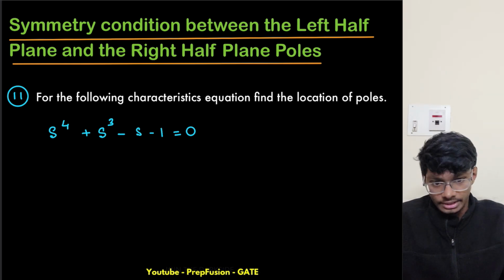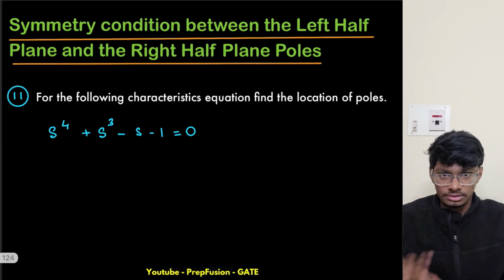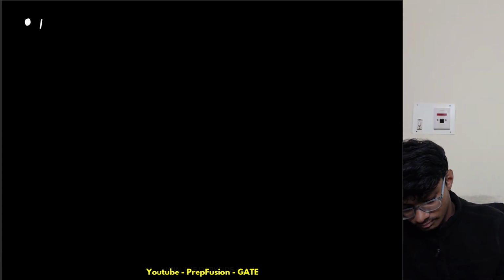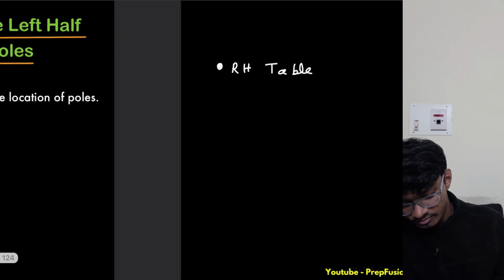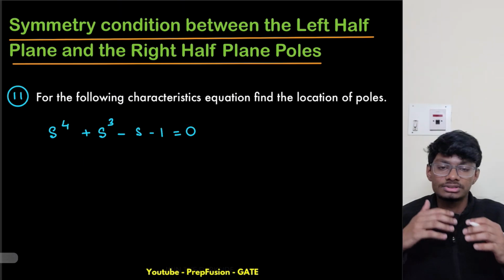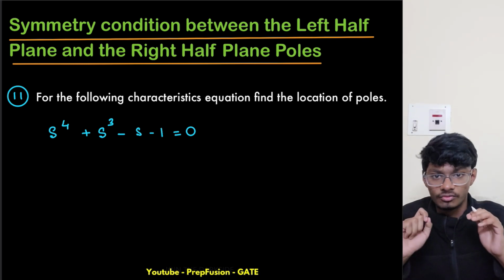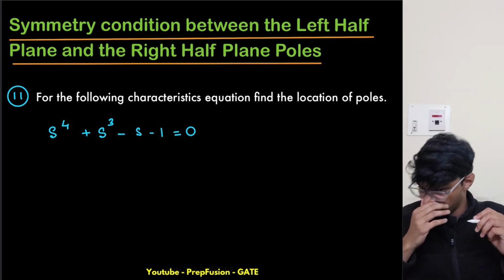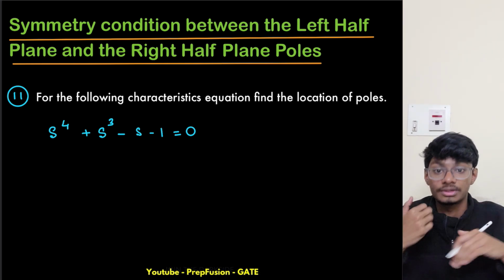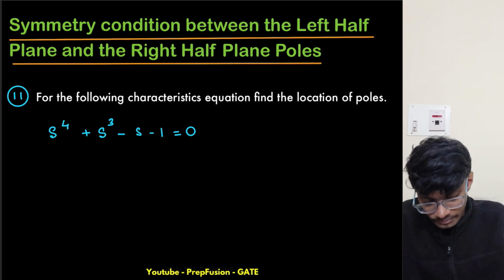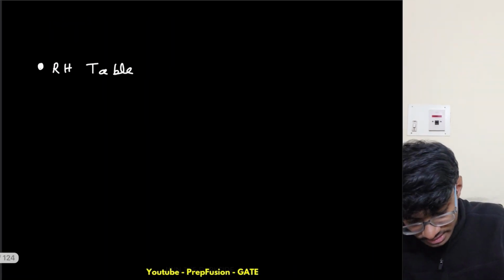So yeah, now I will start. What I will do is first write the RH table. But before writing the RH table, what I notice is this is not in my standard format, because the s square coefficient is missing over here, and anyway the coefficients are not of the same sign, so we know there will be right hand side poles, but how many of them, that we have to know. So first let me write this in standard format.